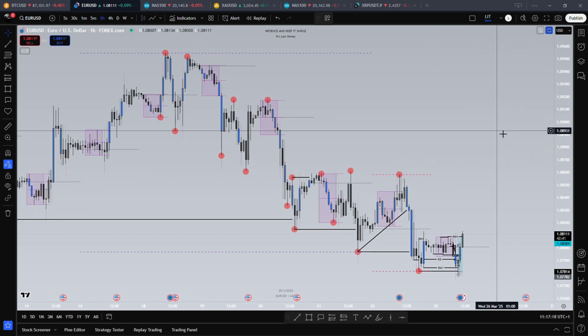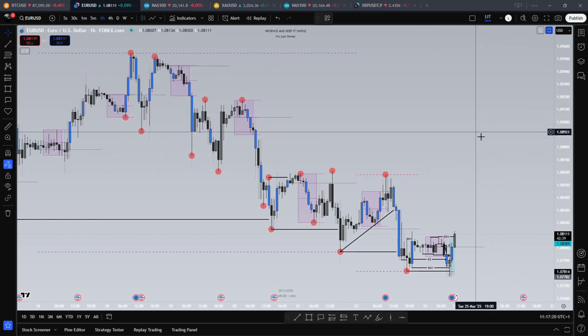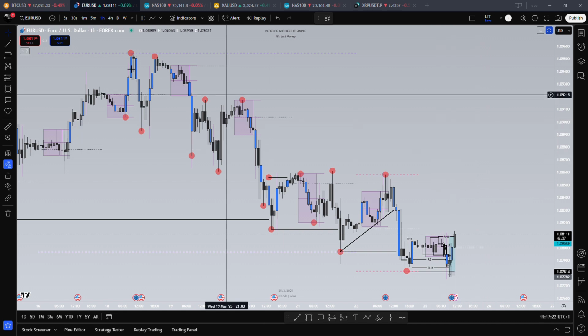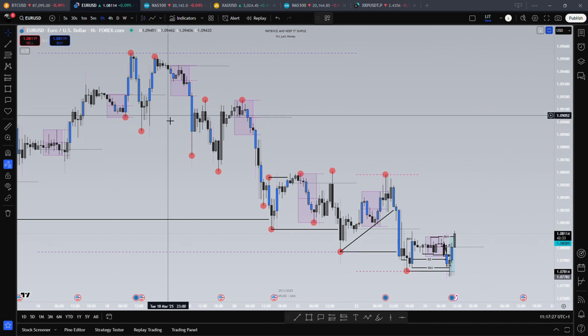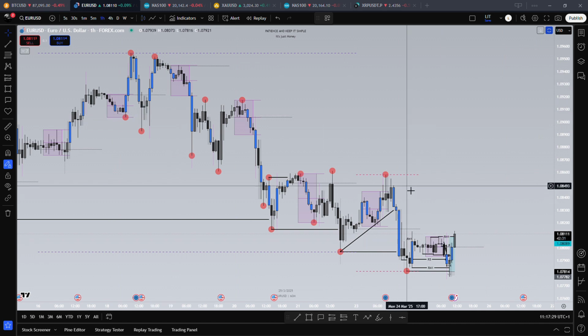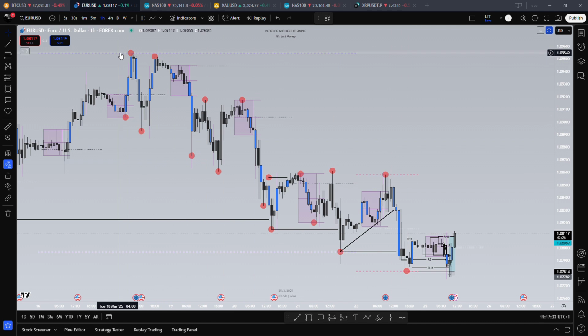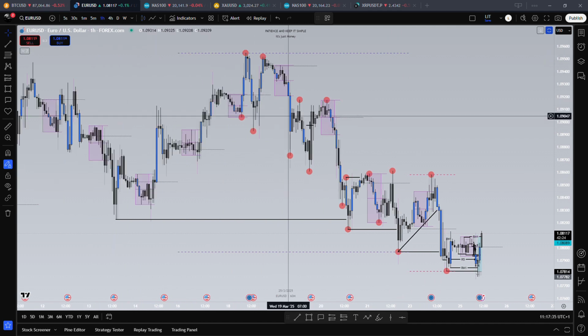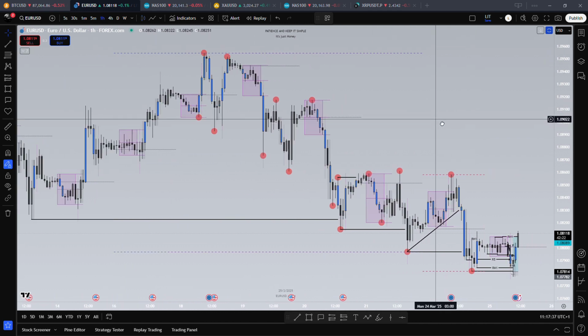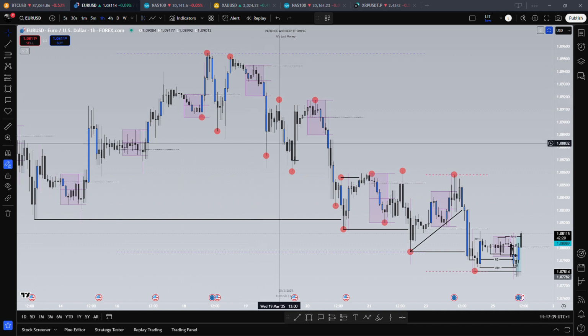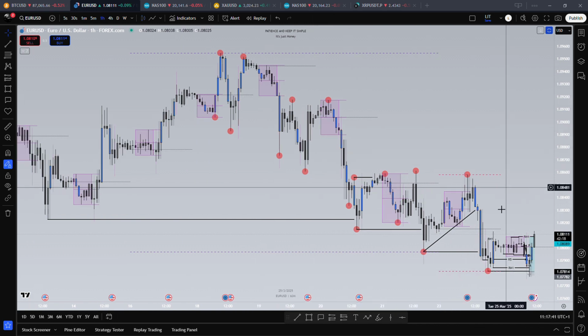Okay, so we're gonna start today. I took a lot of trades for one morning. So we're gonna start with EU. As you can see, we have a downtrend on H1, which is my higher time frame.